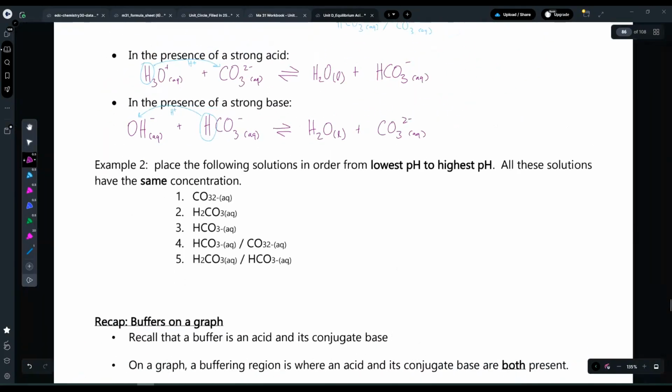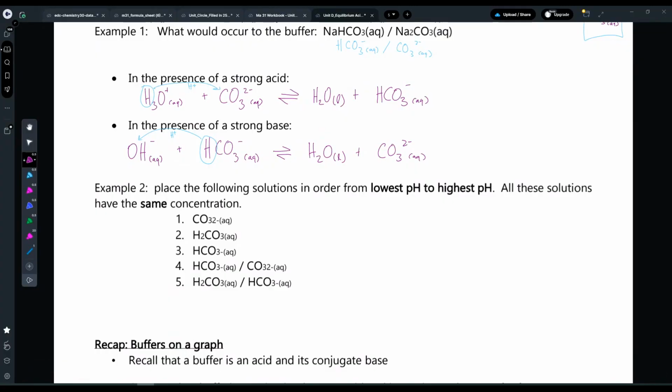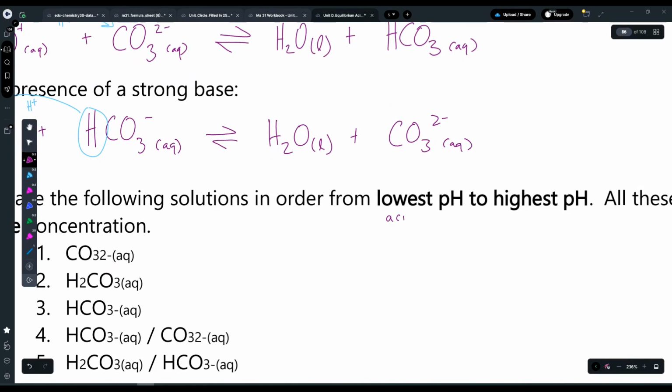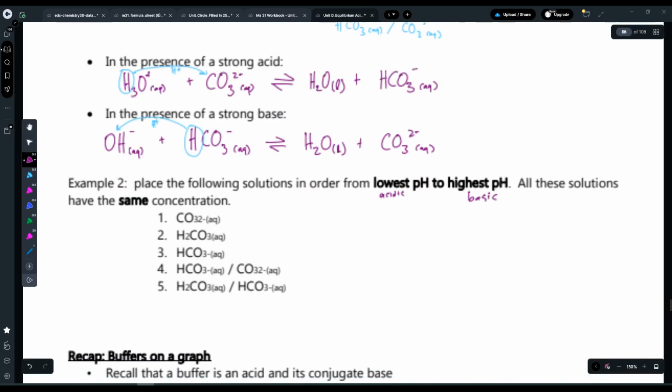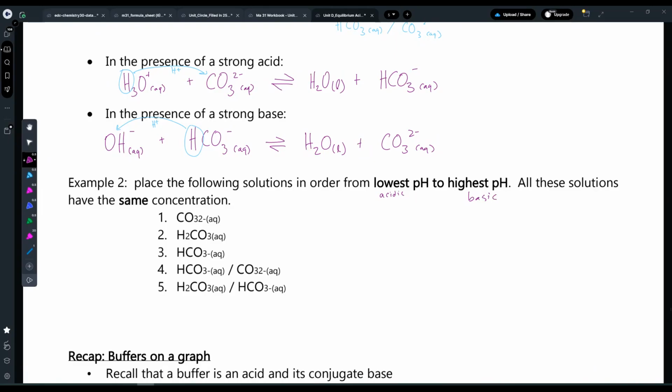Okay, next example here. We're asked to place the following solutions in order from lowest pH to highest pH. So lowest pH would be like the most acidic one. Highest pH would be the most basic one. And all of these solutions have the same concentration. Okay, so the reason why they specified everything has the same concentration is because pH, or how acidic or basic something is, is different than how concentrated something is.